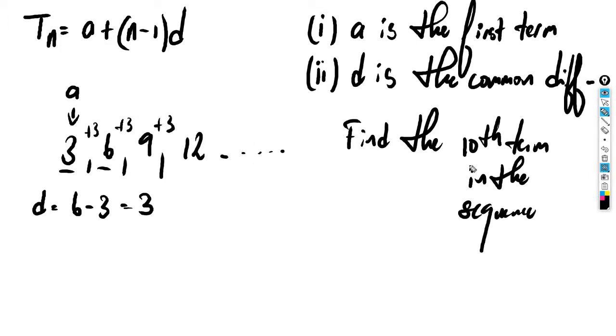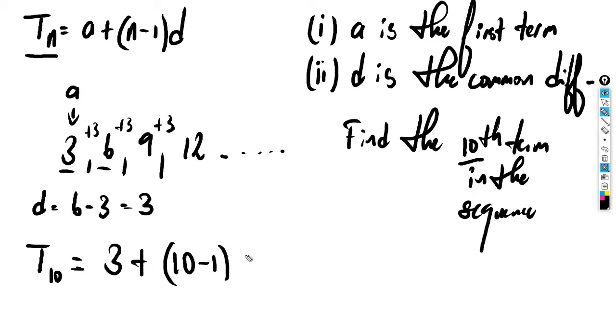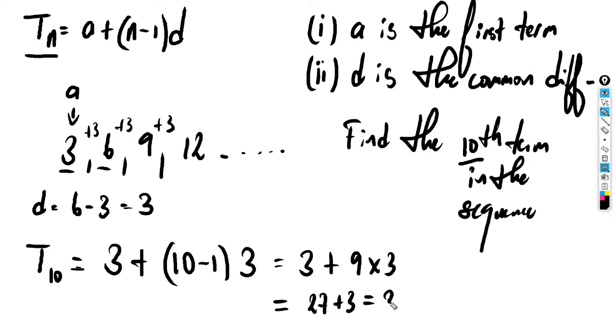So all we need to do now to find the 10th term in the sequence is use the general formula, which would be t to the 10 is equal to the first term, which is 3, plus 10, which is the term that we're trying to find, 10 minus 1 times d, which is actually 3, and we're going to end up with 3 plus 9 times 3, okay? And 9 times 3 would actually give us 27, plus 3, which would be 30.